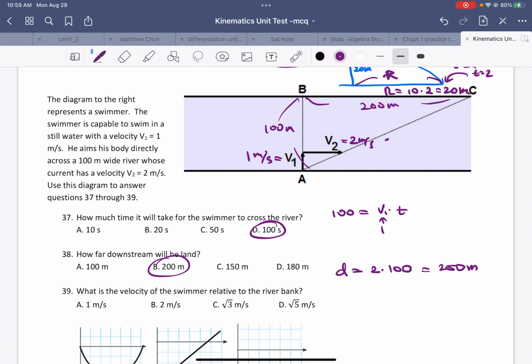So it's 200. Now, what is the velocity of the swimmer relative to the bank? So this way is a 1 and this way is a 2. Okay, and then what is that speed? Then you can use the Pythagorean theorem. So this speed is root of 1 squared plus 2 squared, so root 5 meters per second. Okay, so that's the answer.